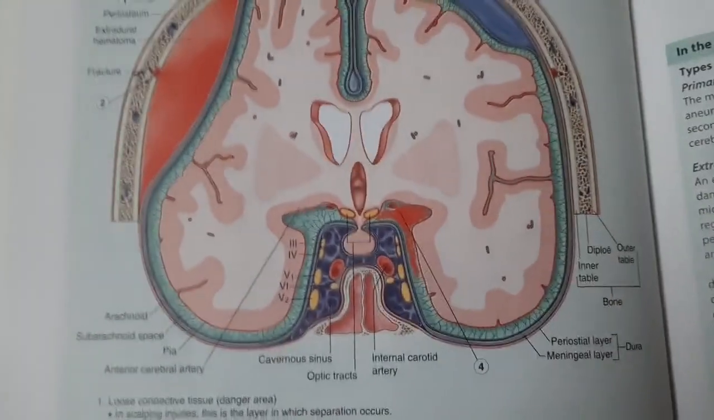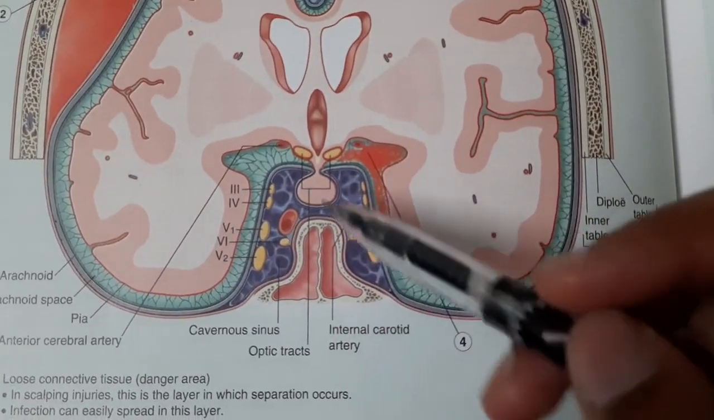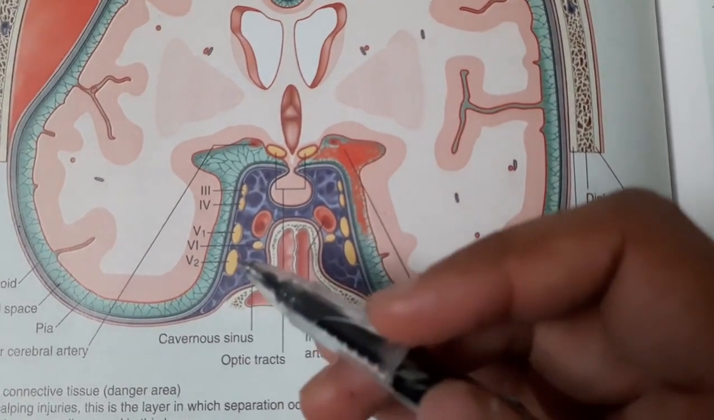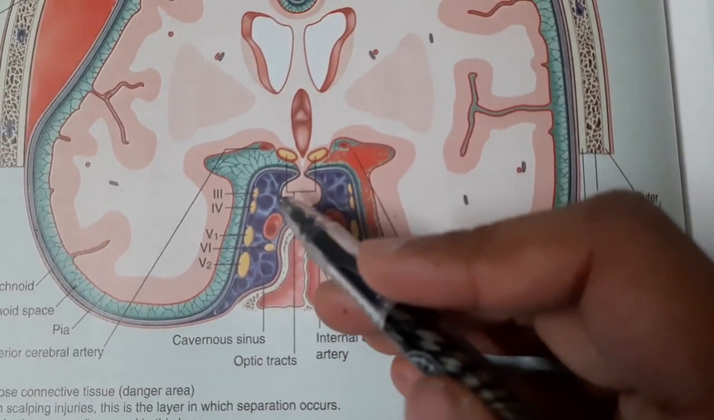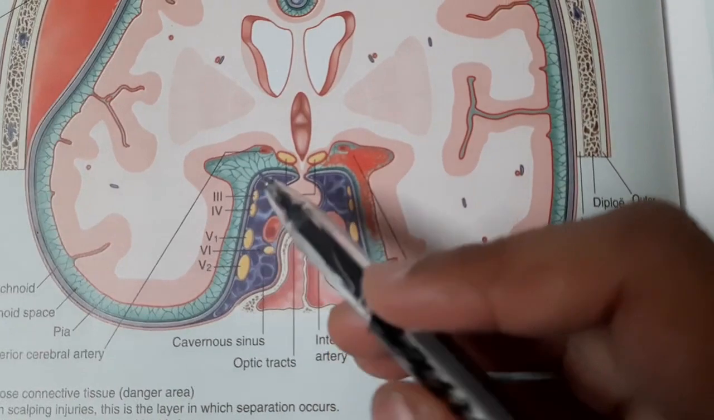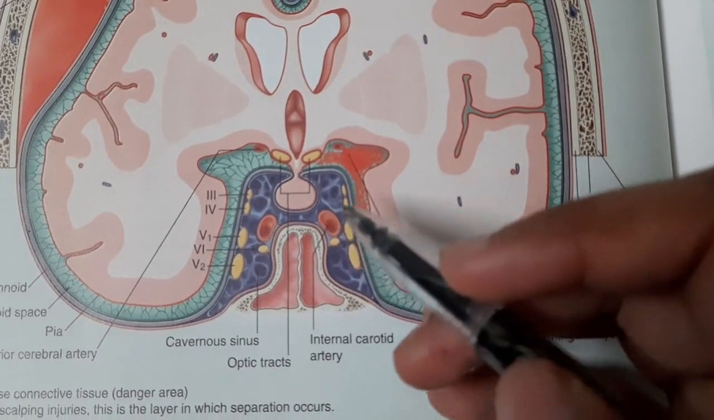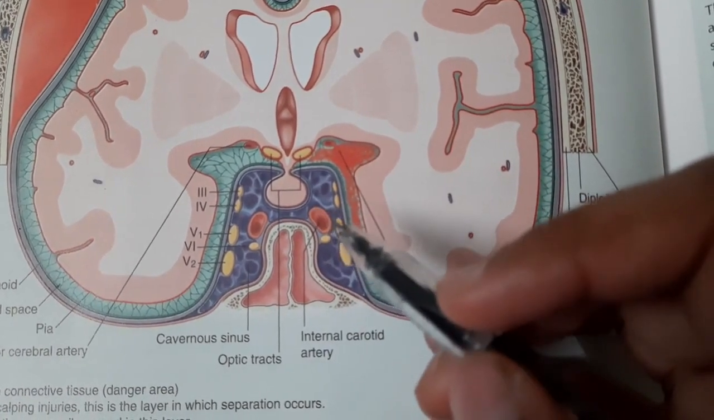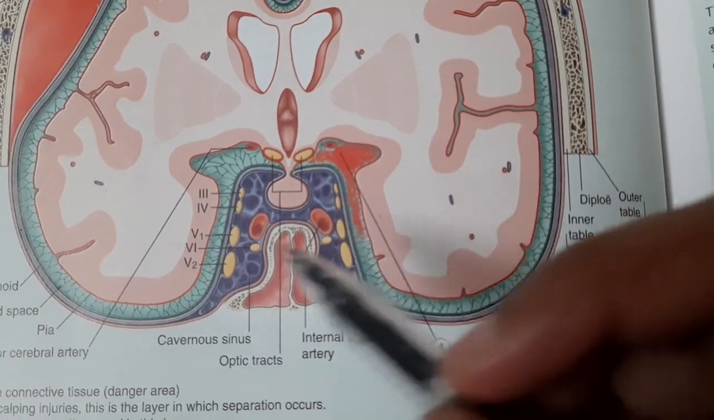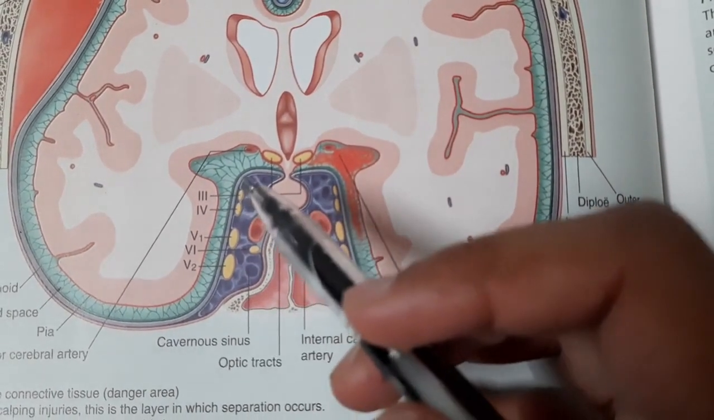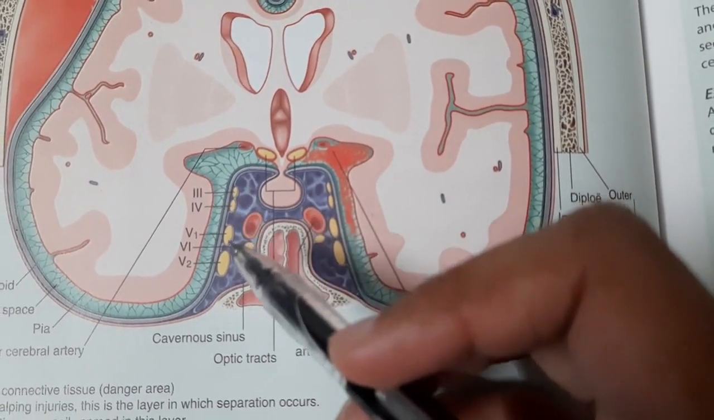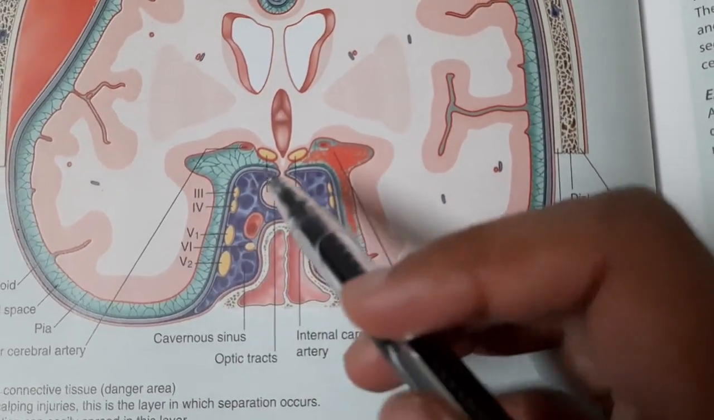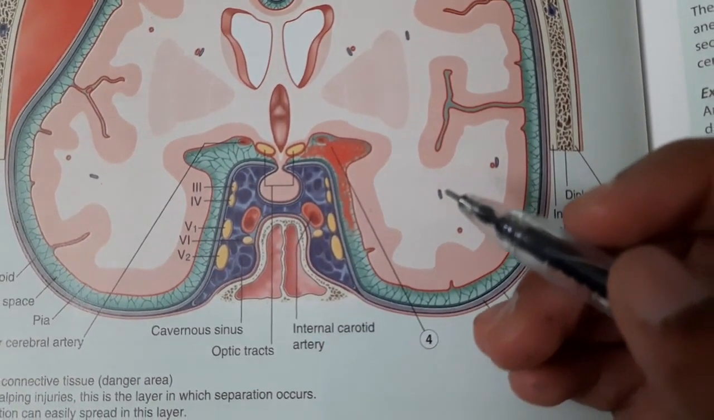If we come down here, the sinus which you can see is called the cavernous sinus. This cavernous sinus is on either side of the pituitary gland. In the middle of the cavernous sinus, the internal carotid artery and the abducent nerve pass through. Through the lateral wall of the cavernous sinus pass the third, fourth, and fifth nerves, part 1, that is the ophthalmic and maxillary nerves.